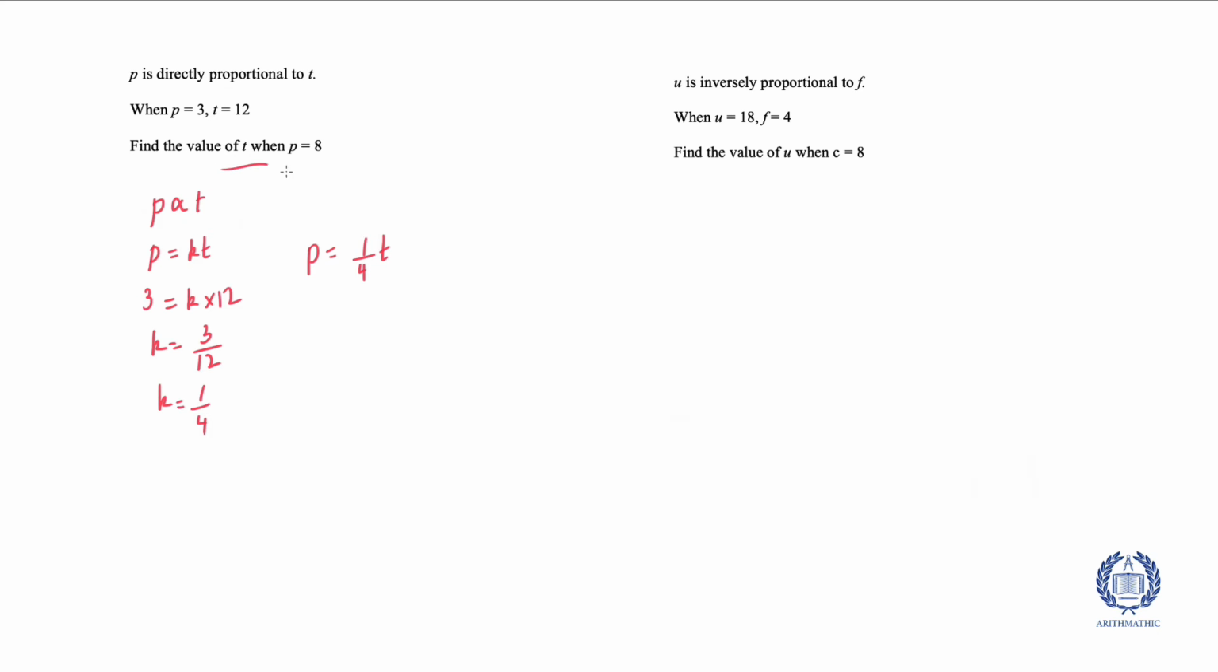And then we can find the value of T. So when P is 8, if we put 8 here, 1 over 4 times T. Because I want to find T, I can cross multiply the 8 by 4. So that means T is equal to 32. That's the answer you should have got.